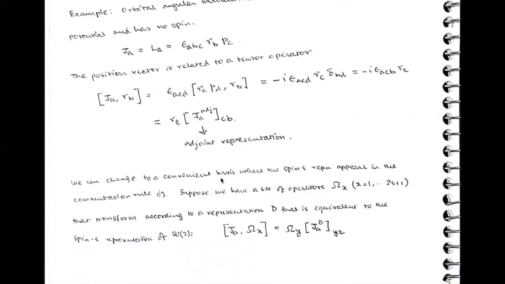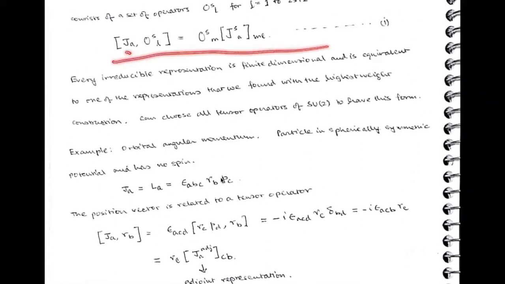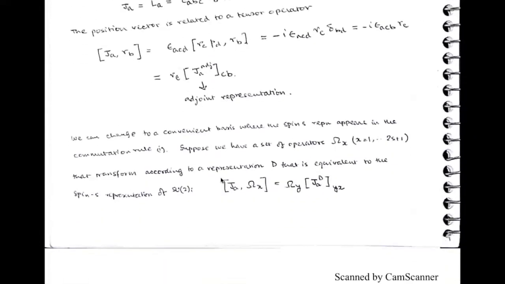So what we can do is change to a convenient basis where the spin s representation actually is going to appear in one itself. So we can do that. Let's see how you do that. Suppose we have a set of operators, omega x, where x goes from 1 to 2s plus 1, and this transforms according to a representation that is equivalent to the spin s representation. Okay.